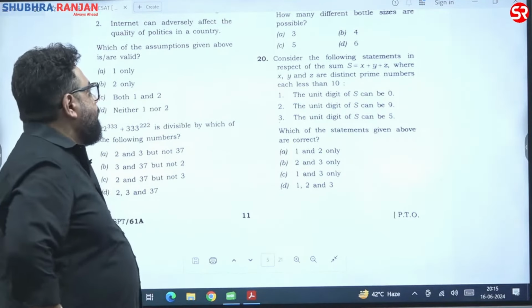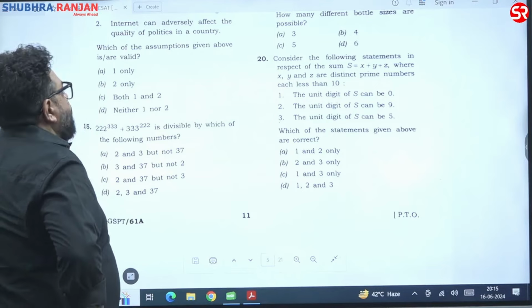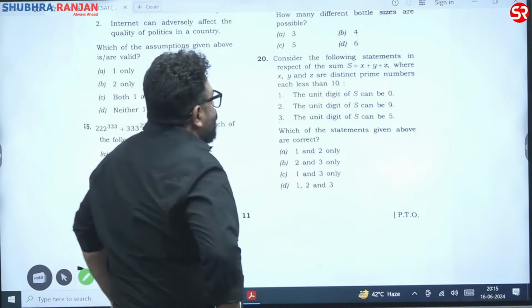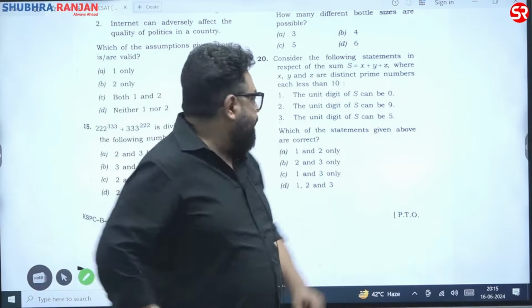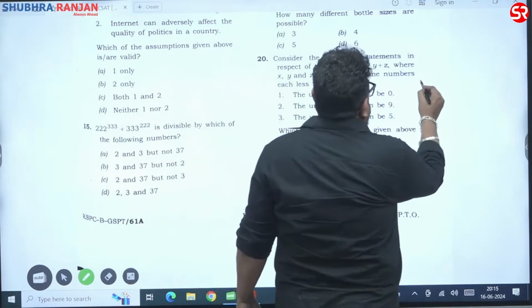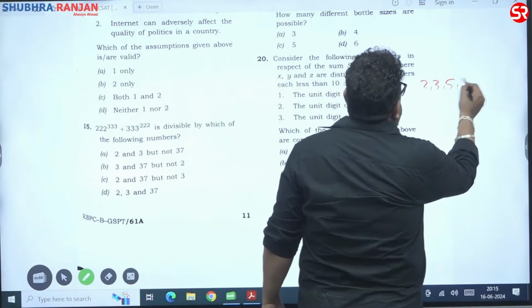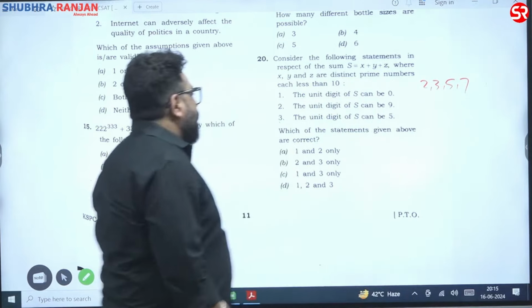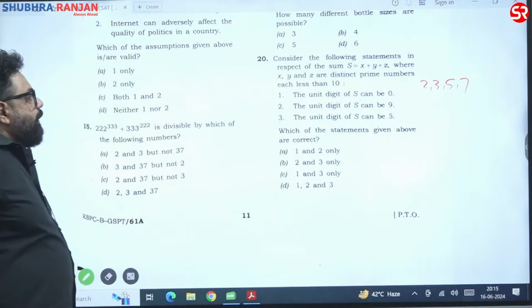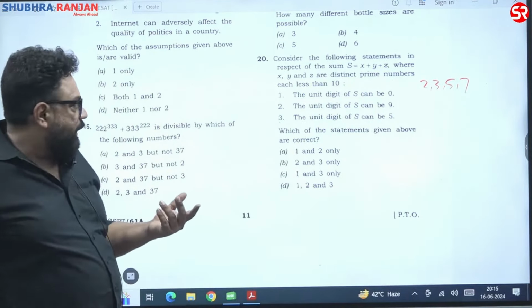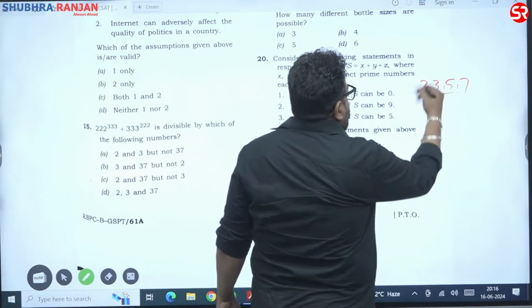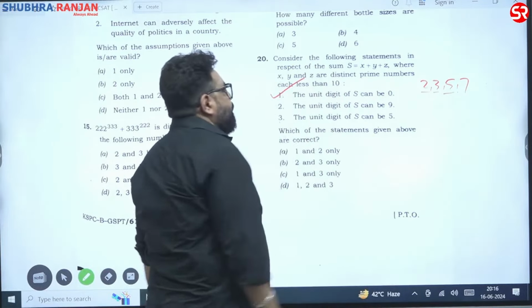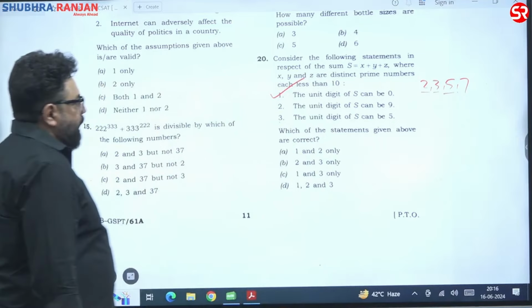He says, consider the following statement in respect of the sum S is equal to x plus y plus z, where x, y, and z are distinct prime numbers, each less than 10. Come on, the prime numbers less than 10 are 2, 3, 5, and 7. Then he says the unit digit of S can be 0. If you check, 2 plus 3 plus 5 would be 10, so unit digit 0 is possible. Unit digit can be 9.